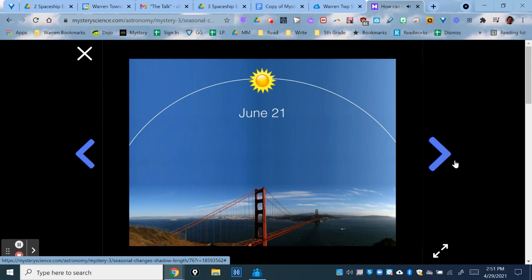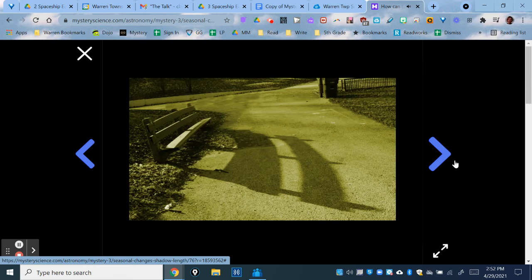Again, for San Francisco, on June 21st, this is where I live, the sun came up at 5:48 a.m. and the sun set at 8:35 p.m. So the day was 13 hours long. Now, let's return to that bench photo.